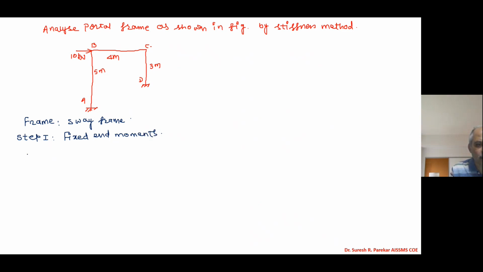As there is no load between the joints, we have MFAB equal to MFBA equal to MFBC equal to MFCB equal to MFCD equal to MFDC equal to 0. Then we have step 2, stiffness matrix.